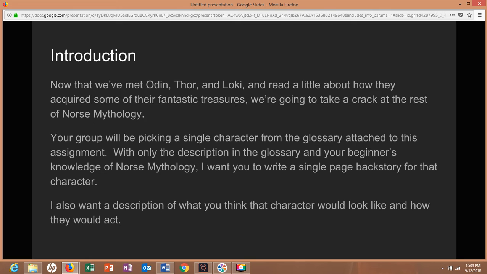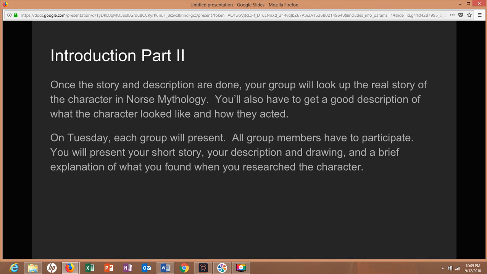Along with that story, I also want a description of what you think that character would look like and how they would act. So 1 page for the story and a short description of how the character looks and acts. I also want an illustration. So you're going to draw me what you think the character looks like. It's okay if there are any artists in your group. We're not going to judge.